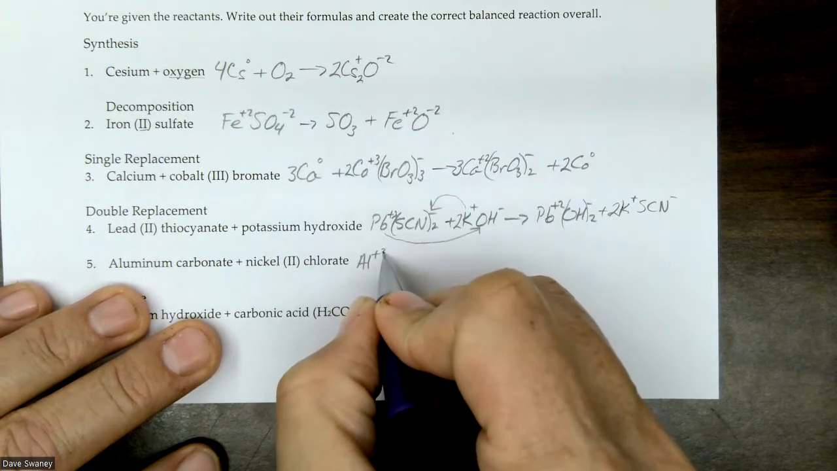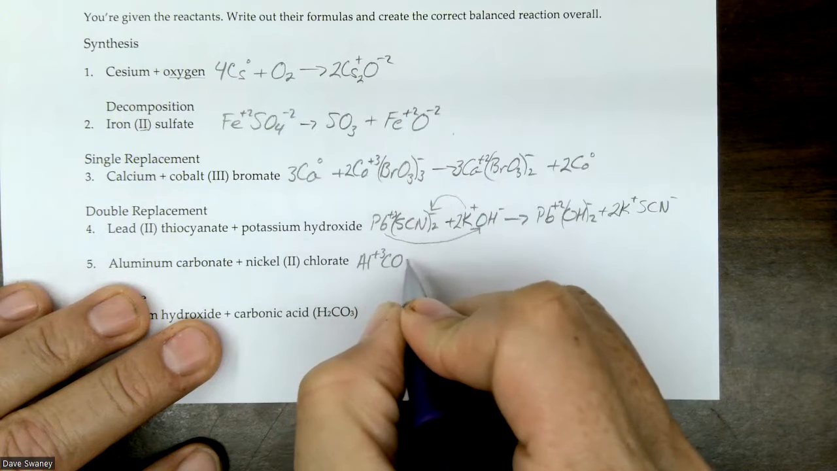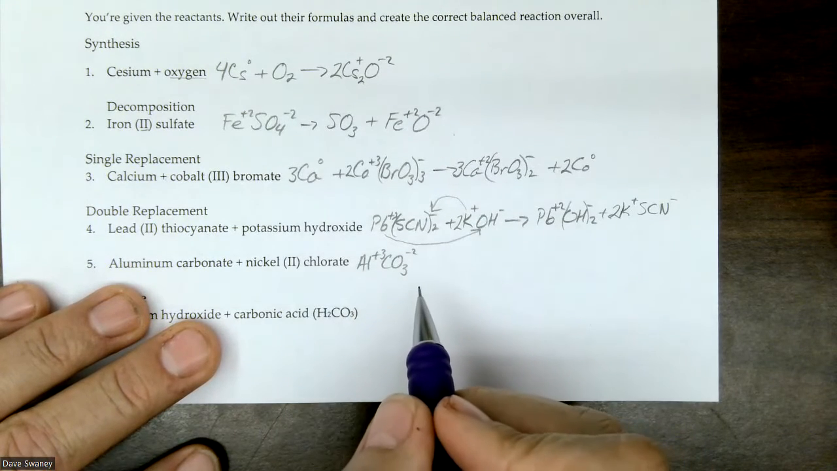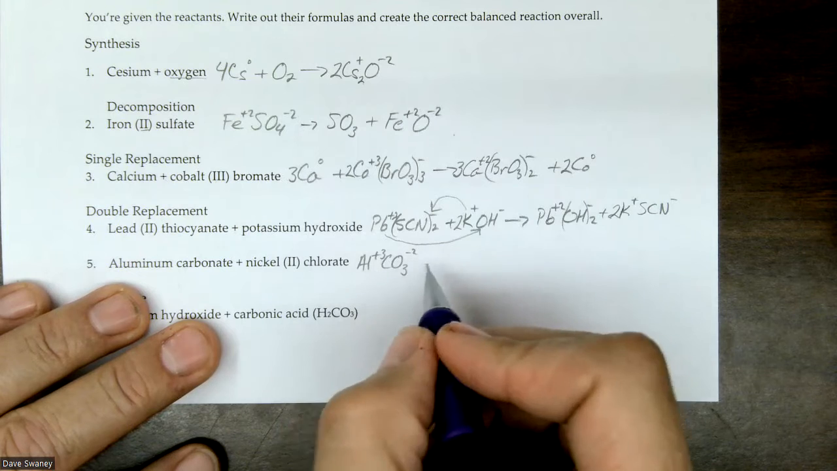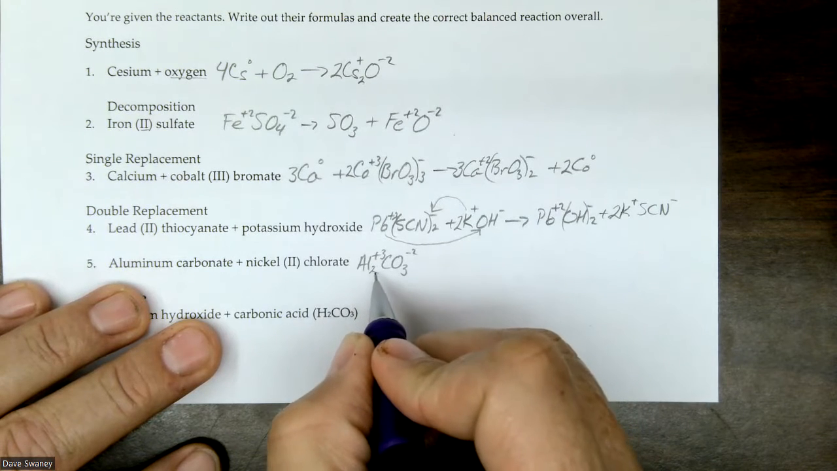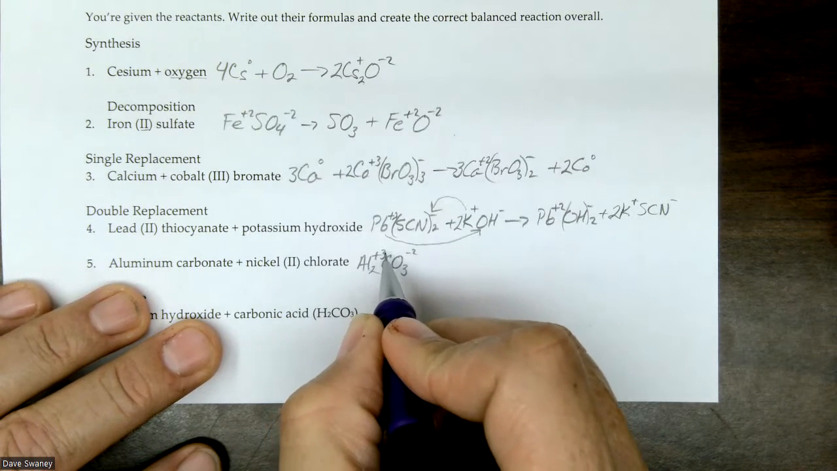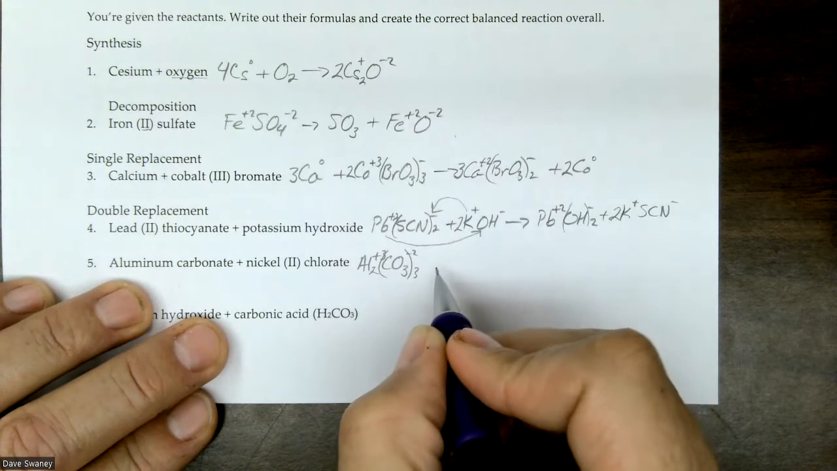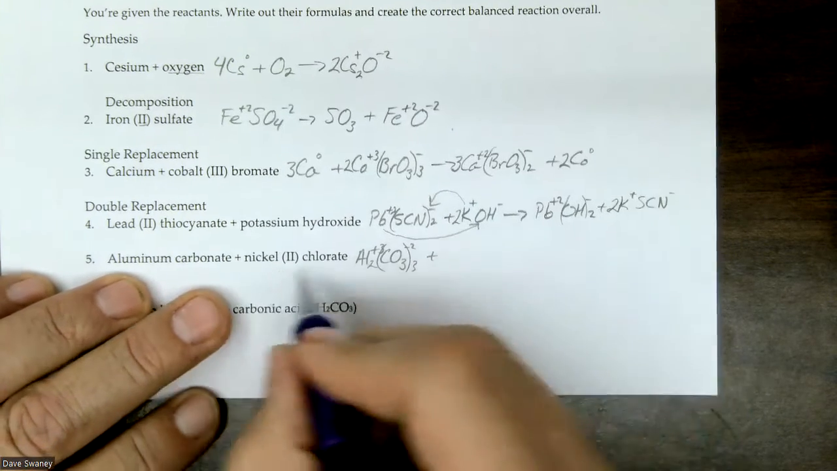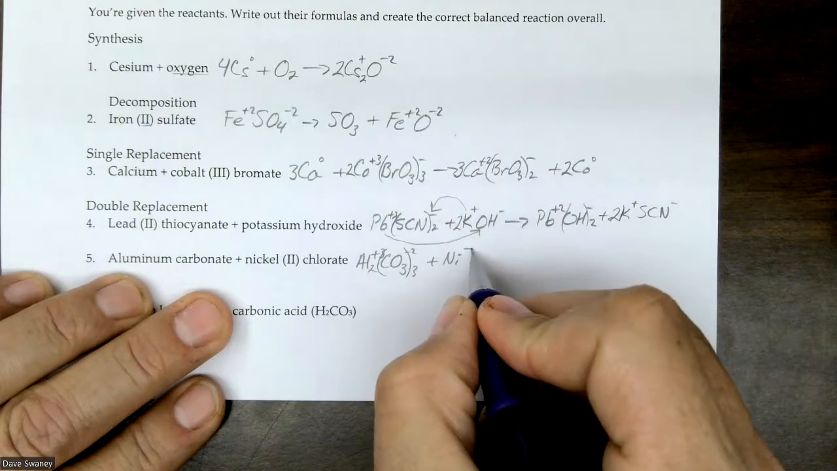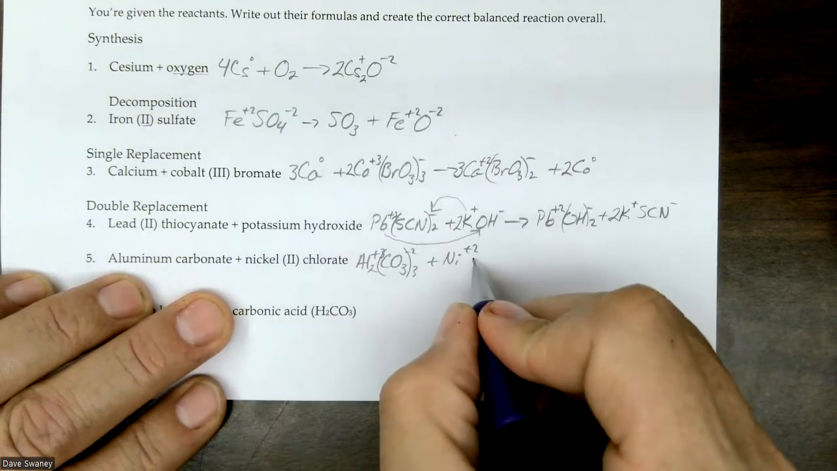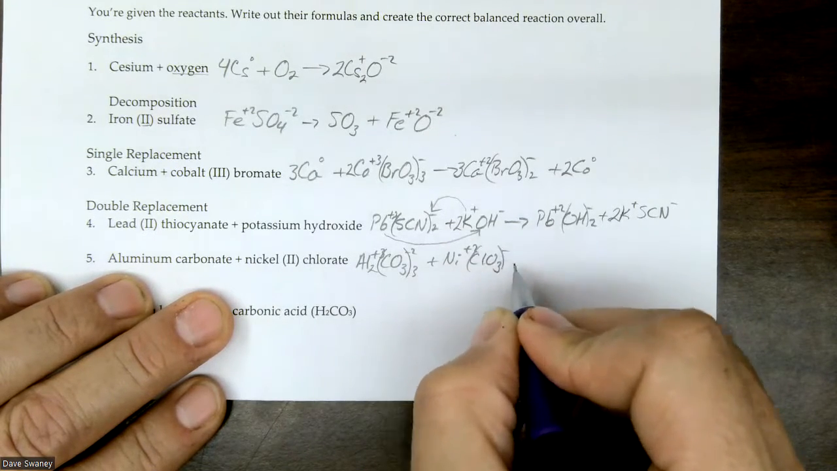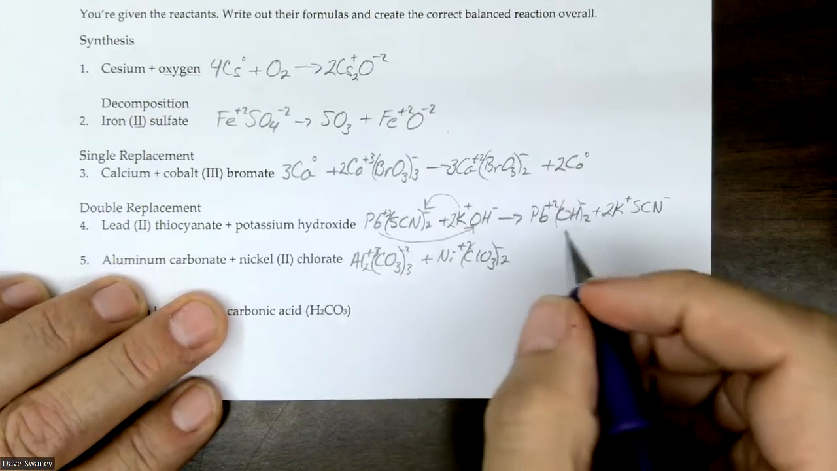Aluminum likes to be a +3. Look at your periodic table. Carbonate on your ion chart is CO3 -2. The charges must add to 0. So let's make them be +6 and -6 by multiplying by 2. 2 positive 3s is +6. 3 minus 2s is -6. Plus nickel is a +2. And chlorate on your ion chart is -1. But the charges must add to 0, so we'll have to put a 2 there.